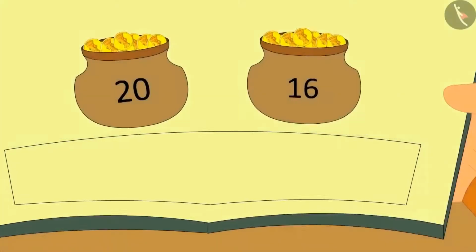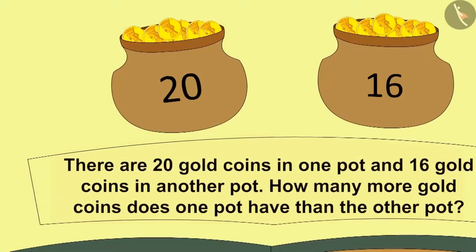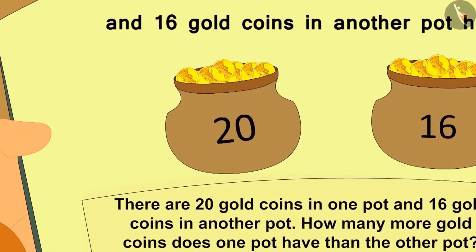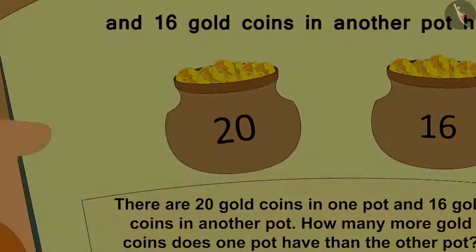Children, can you make another question as well on this? Absolutely right. Here there are 20 gold coins in one pot and in another pot 16 gold coins. How many more coins are there in one pot from another? Likewise, we can make a subtraction puzzle as well.